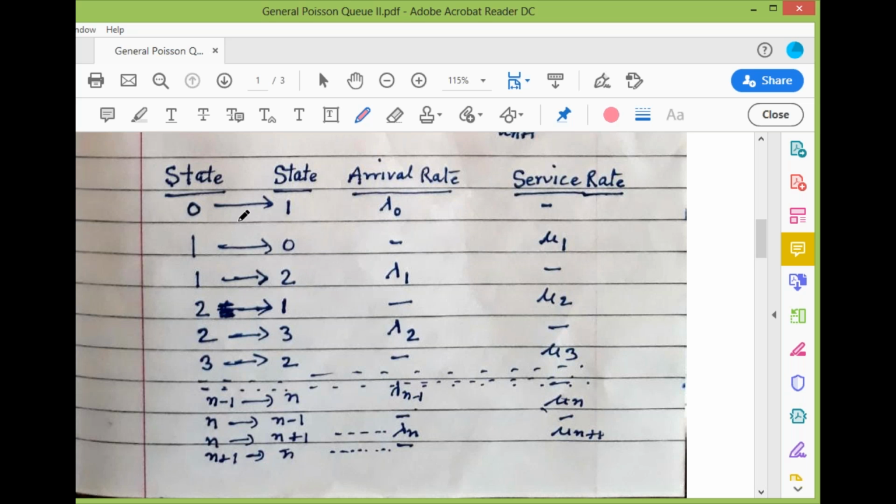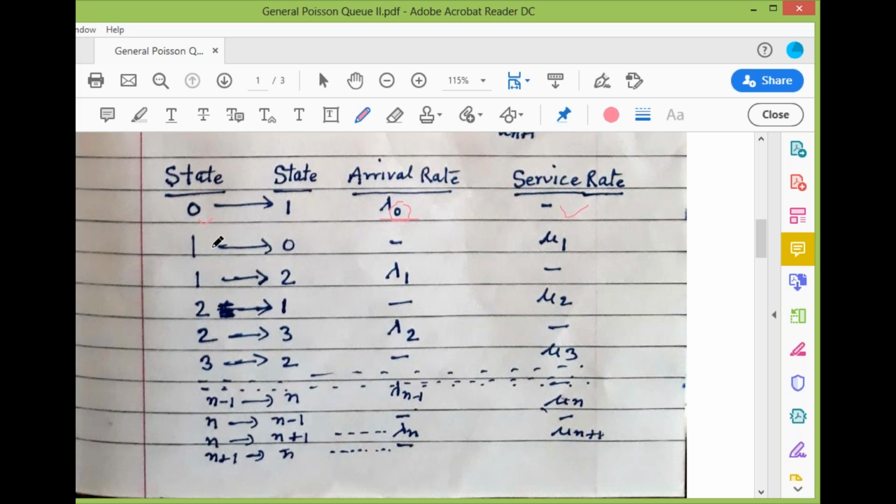What is happening here? 0 to 1: we are moving from state 0 to 1. We can move from state 0 to 1 only because of one arrival, and therefore the arrival rate is here. The state from where we are moving is the suffix in the rate. Here it is the service rate, but there is no departure and therefore there is no service rate.